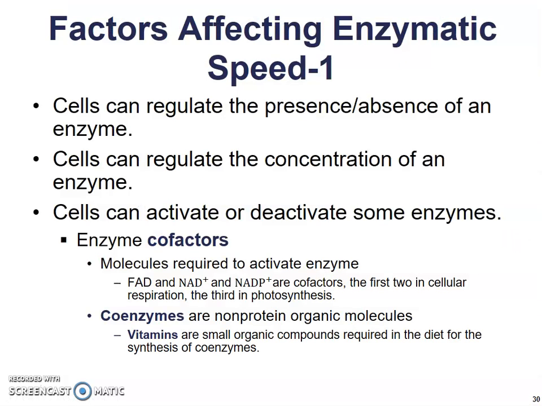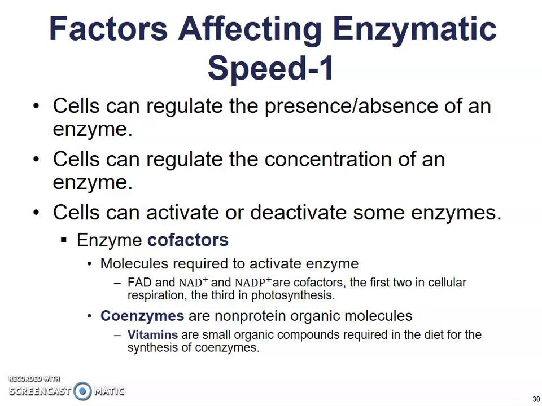Factors affecting enzymatic speed. Cells can regulate the presence or absence of an enzyme. They can regulate the concentration, and they can also activate or deactivate those enzymes. Some enzymes have cofactors. Those are molecules required to activate the enzyme. FAD and NADP+ are cofactors, the first two in cellular respiration and the third in photosynthesis. So these are molecules that are needed to trigger the enzyme to do its job.